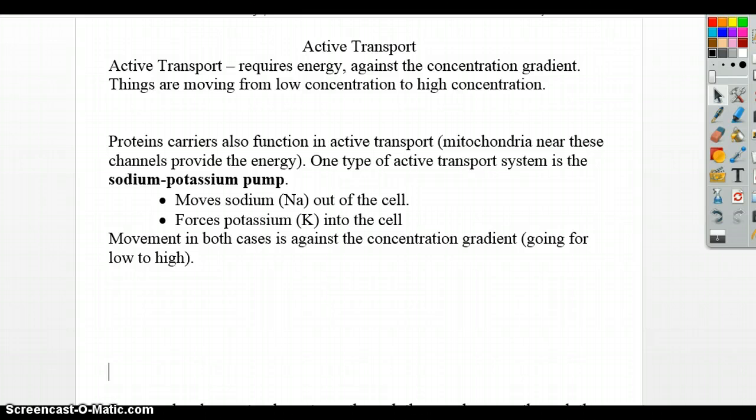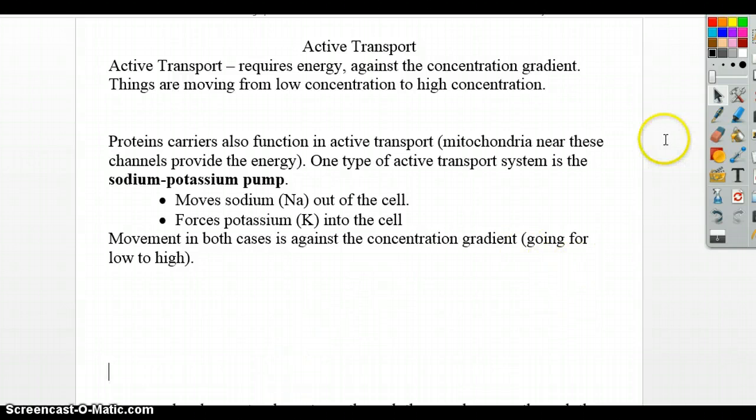The only type of active transport system you're going to have to know is something called the sodium-potassium pump, and it's going to be happening in your muscles. Sodium is forced out of the cell. Potassium is forced into the cell. They're going to be changing places. Movement in both cases is against the current concentration gradient, so we're going from low concentration to high concentration. This happens in the process of muscles contracting and relaxing, which if you take anatomy and physiology, you're going to learn a lot more about this.